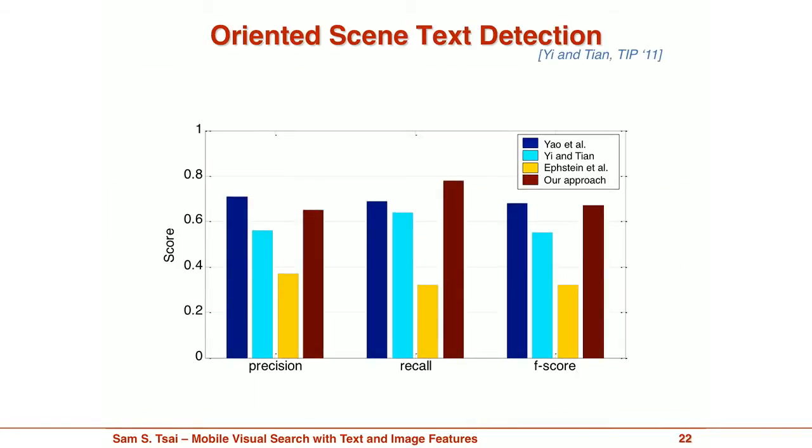For this dataset, we show the quantitative comparisons with other approaches. Shown on the left are the 3 best performing algorithms reported in the literature, where ours is on the right. You can see that the precision of our algorithm is slightly lower than the best approach, but our recall is higher than theirs. If we look at the F-score, we could see that the performance is similar.